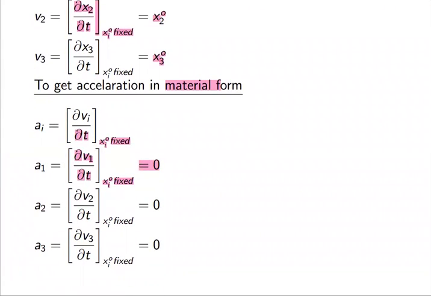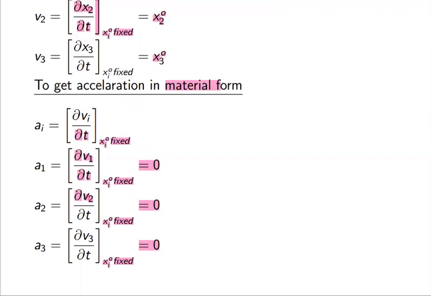A1 is 0. A2 means the differentiation of V2 with respect to t, xi naught fixed. V2 is x2 naught, so the differentiation of this with respect to t with x2 naught treated as constant is also 0. Similarly, A3 is the differentiation of V3 with respect to t with xi naught fixed. V3 is nothing but x3 naught, so the differentiation of this with respect to t with x3 naught treated as constant is also 0.